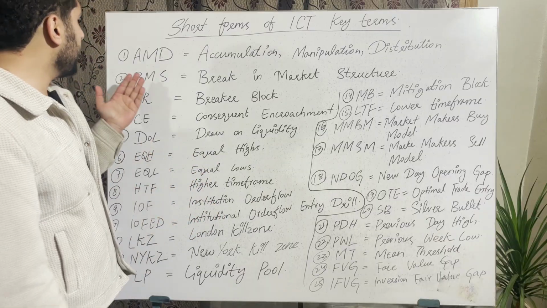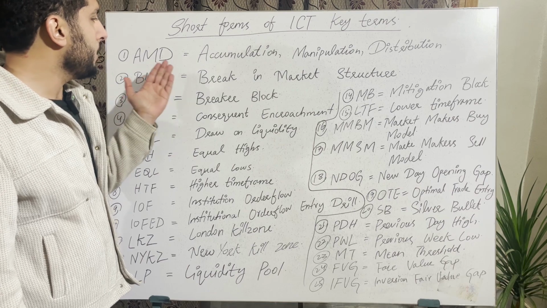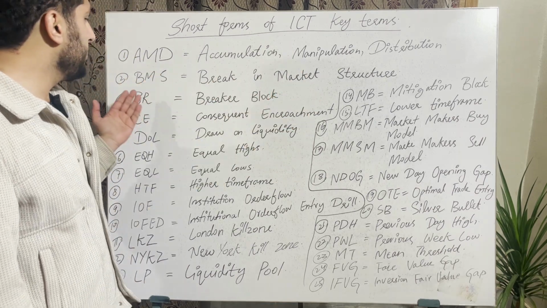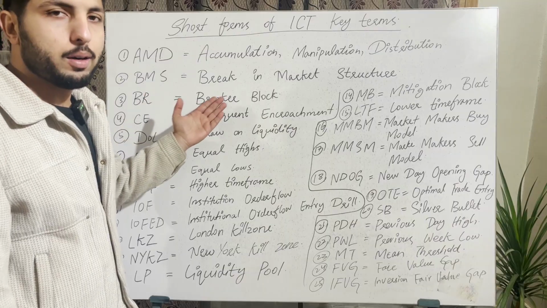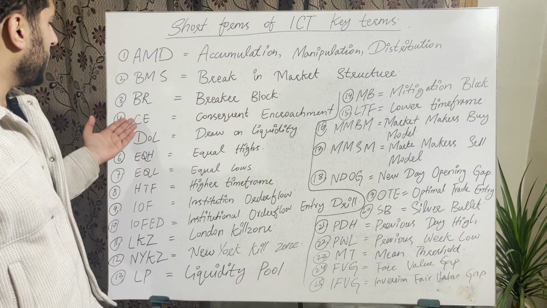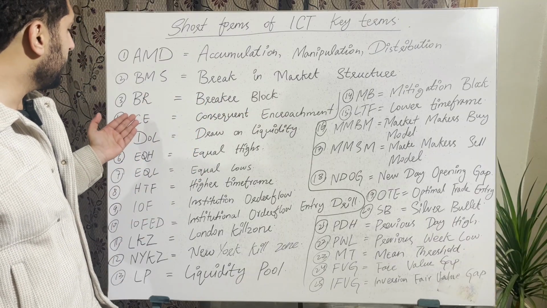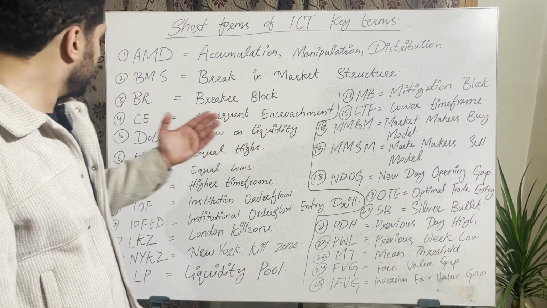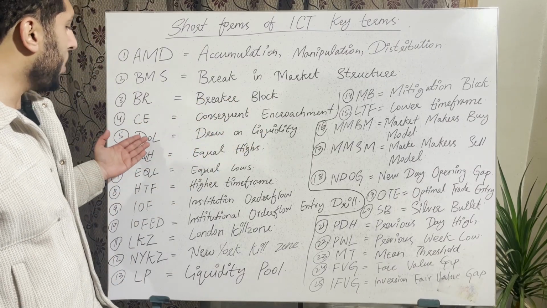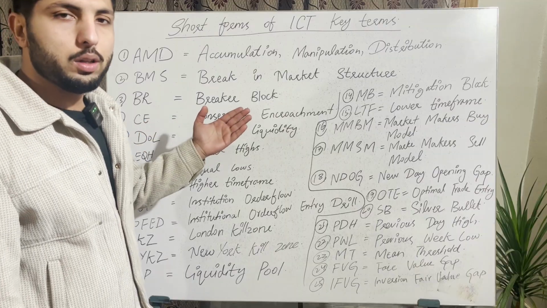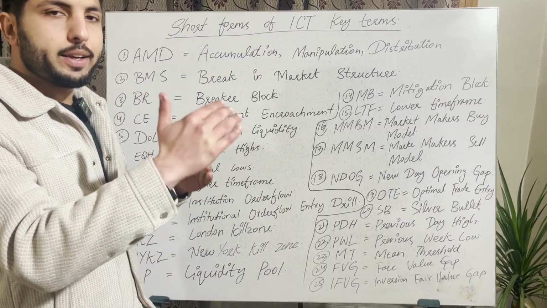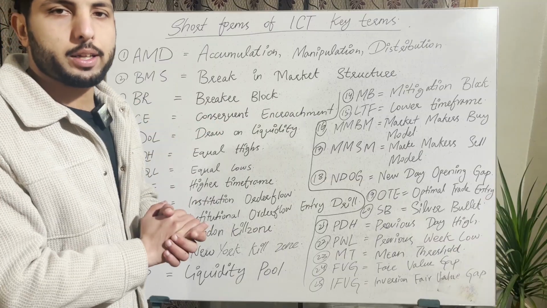The second one stands for BMS, which is break in market structure. Third one is BR, which is breaker block. Fourth one stands for the CE, which means consequent encroachment. Fifth one is DOL, which means draw on liquidity. Draw on liquidity means which area you are expecting the market to approach.